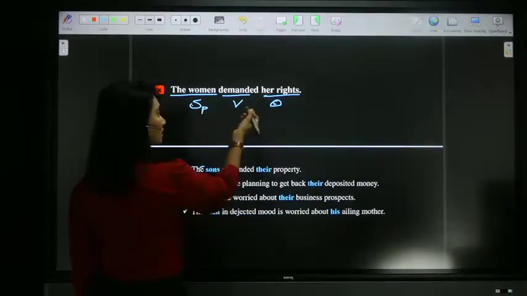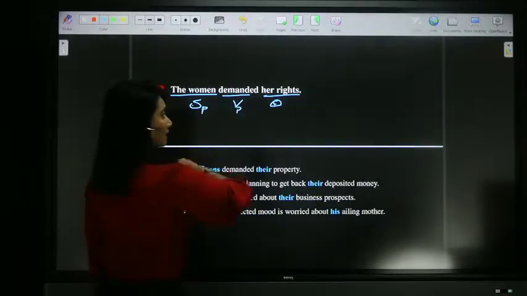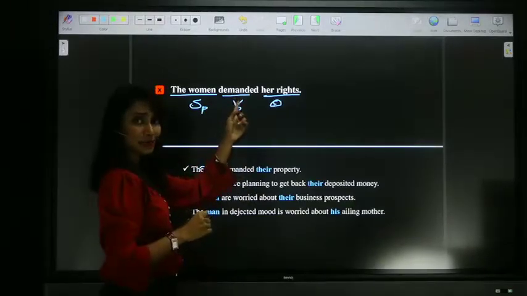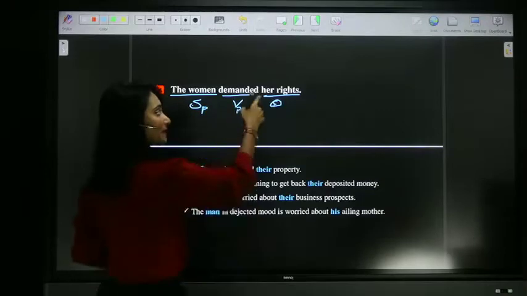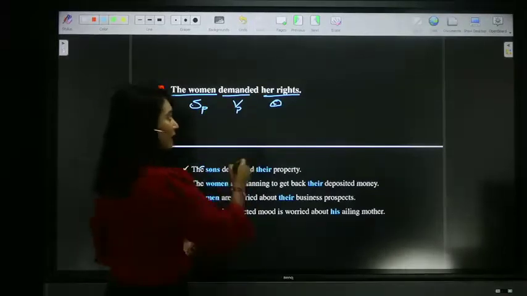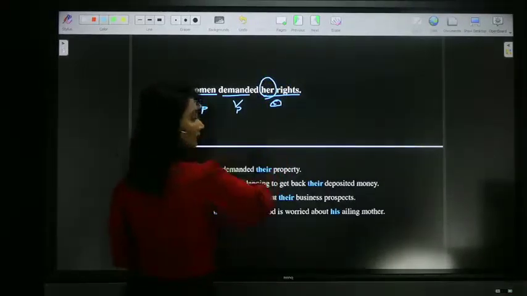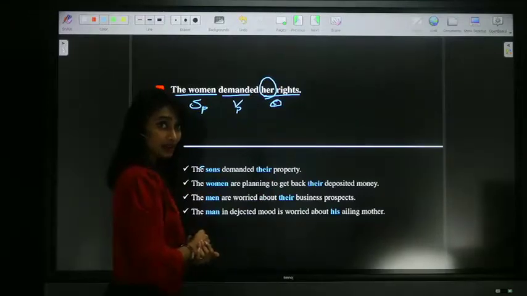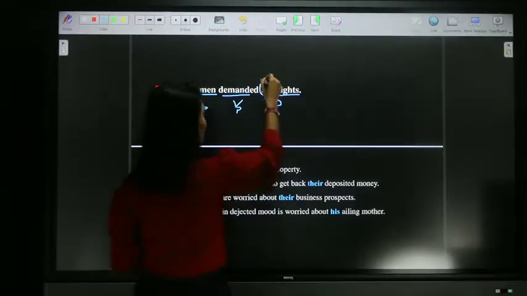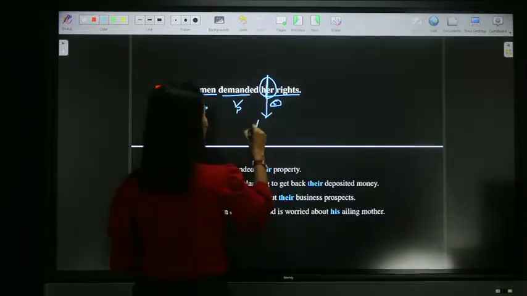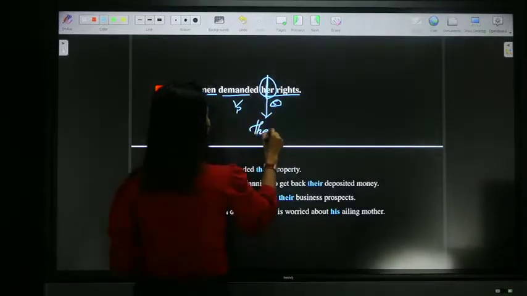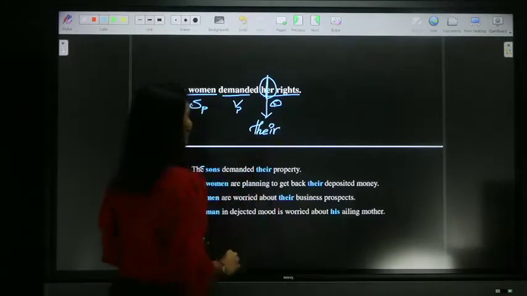When the subject is plural, the verb must be plural. Here, the verb is in past tense, demanded. In past tense, both are the same, right? But here you see, we have her. Her is singular, but we require plural. So replace her with their.